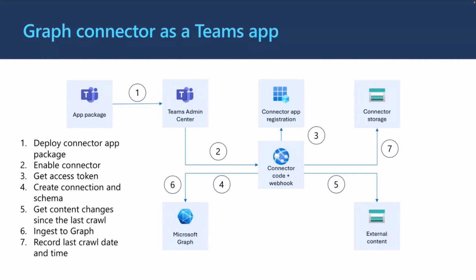That is a Teams app package that you deploy to the Teams admin center. Once it's there, the admin will enable a connector using a toggle, and that sends a signal to your app, which then goes to your code, which then means, hey, now it's time to set things up and start ingesting the content using the Microsoft Graph. So there are a few additional bits that you need to do.